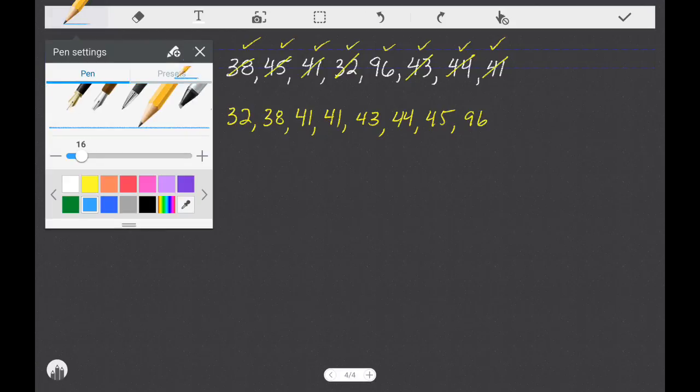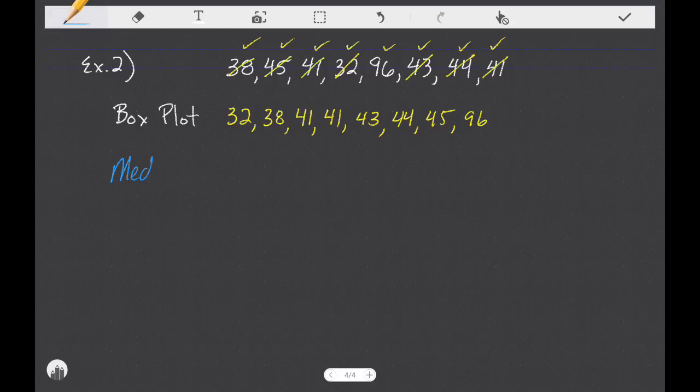Now that we have these in order, we want to find the median. The median is the middle. Okay, so in order to find the middle, what we do is we want to check off one from the lowest end and one from the highest end. We want to work our way towards the middle. Always keep track of how many checks you do from each side. You want to have the same number. You got to be fair.